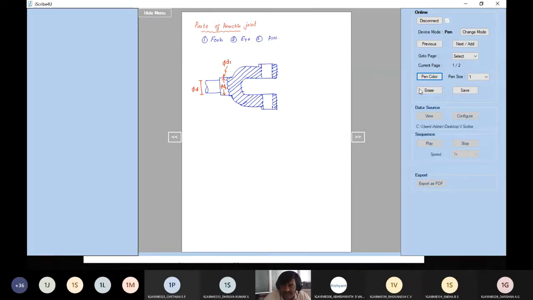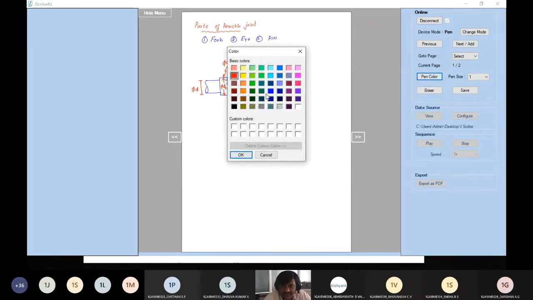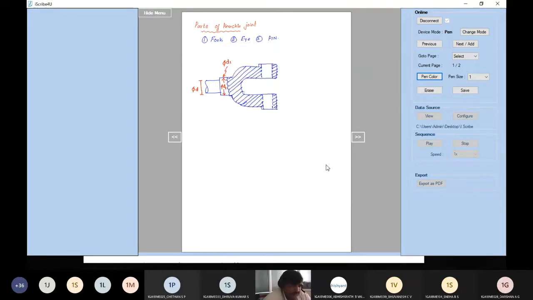Now let me draw something called an eye. The fork we have already drawn. What exactly is this eye, and how does it look? Let me draw this. In this case, there is one more shaft coming from the other side. So this shaft will have, once again, an enlarged end. The same thing: the diameter of the shaft is D.